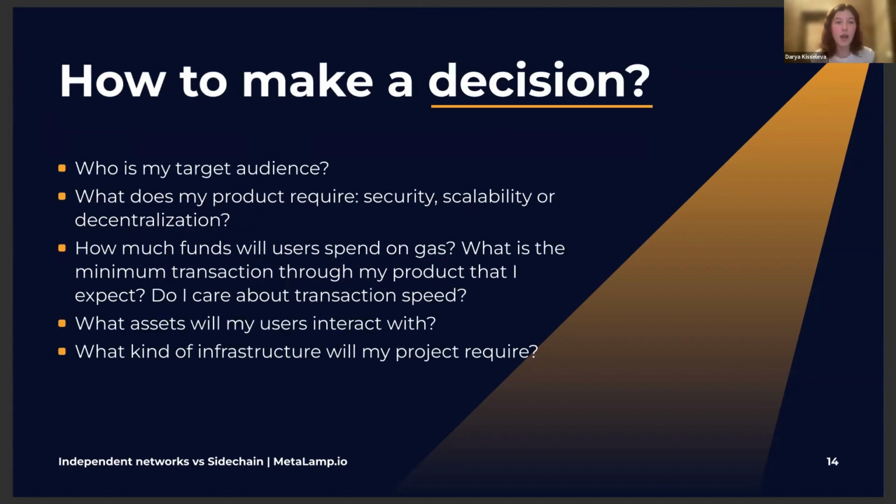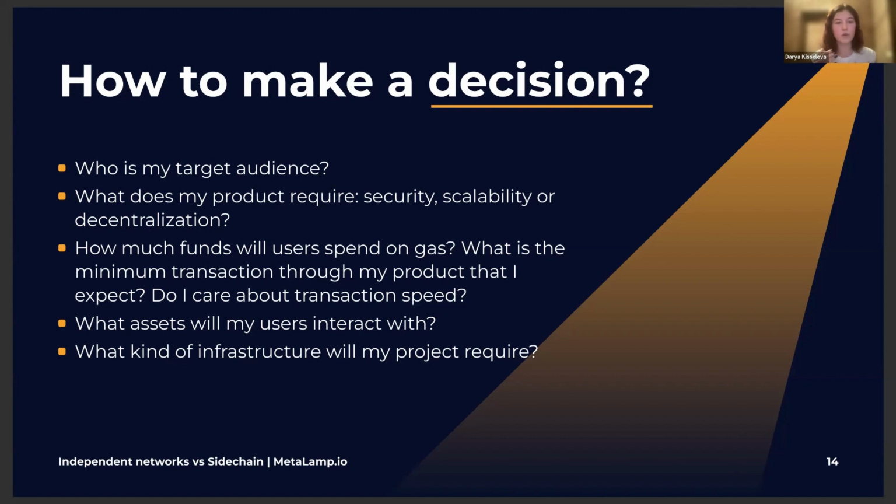So how do you decide where to deploy your project? I suggest you answer a few basic questions about your product. First, what is my target audience? What Web3 products does it use? Which network is the majority of my users focused on? Then, what does my product require? Security, scalability, or decentralization? How much funds will users spend on gas? What is the minimum amount of transactions through my product that I expect? And do I care about the transaction speed?